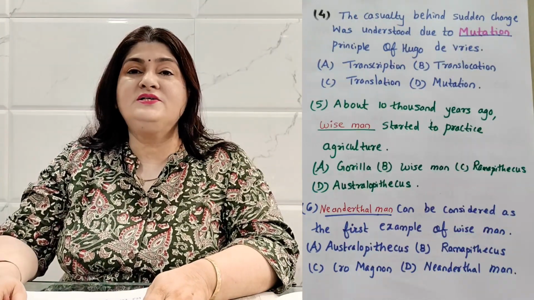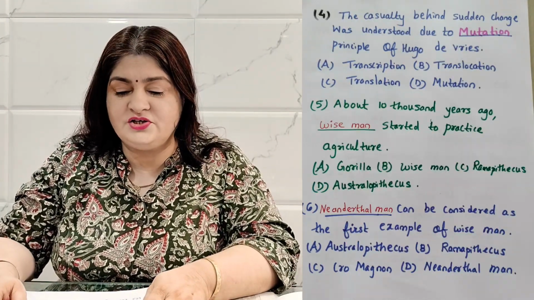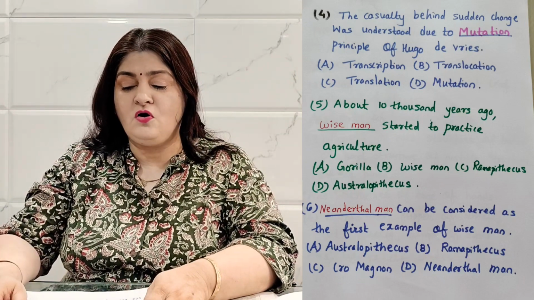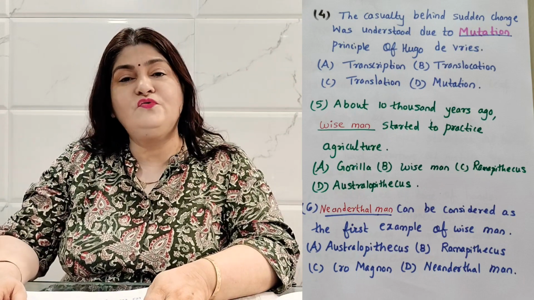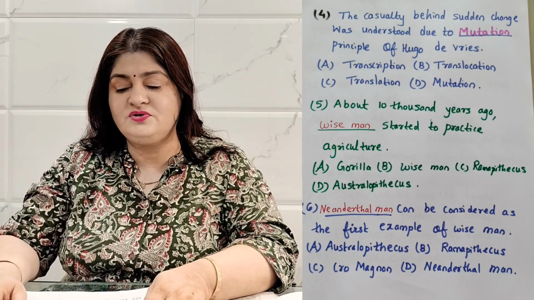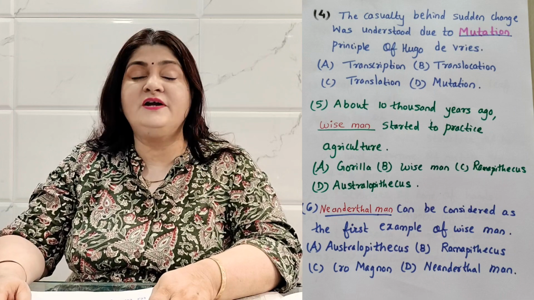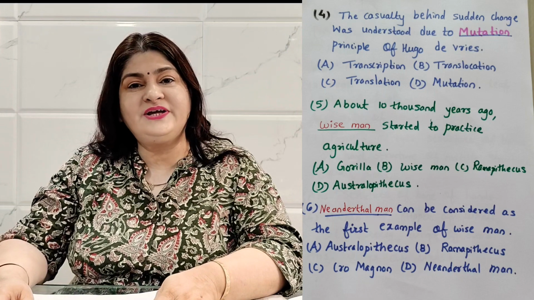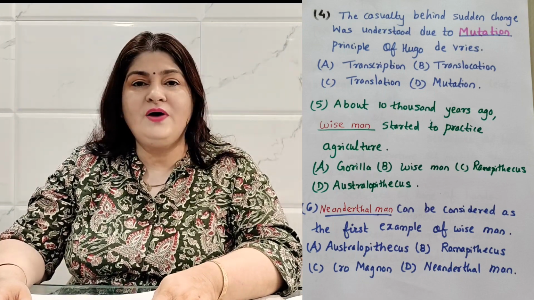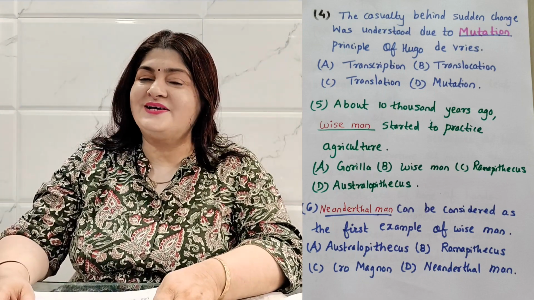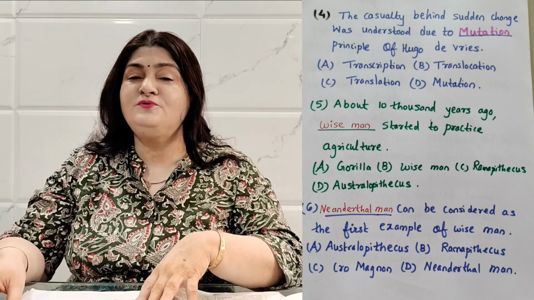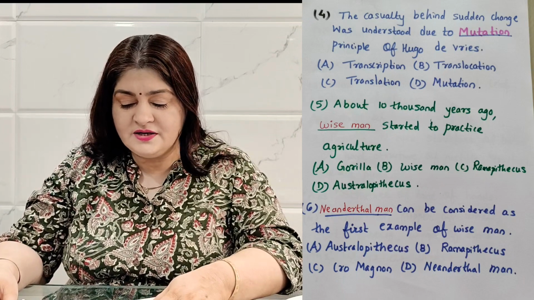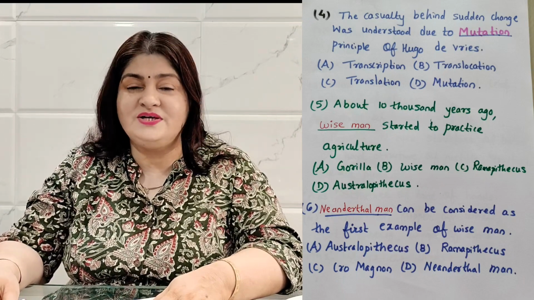Fourth one: the causality behind sudden change was understood due to the mutational principle of Hugo de Vries. Here also four options are there: transcription, translation, translocation and mutation. But the correct answer is mutation. Fifth one: about 10,000 years ago, wise man started to practice agriculture. The options were gorillas, wise man, Ramapithecus and Australopithecus, but the correct answer is wise man.